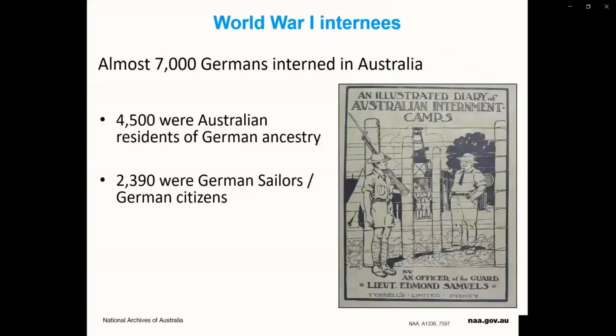Australia interned almost 7,000 people during World War I, of whom about 4,500 were enemy aliens and British nationals of German ancestry already living in Australia. The rest were sailors from German Navy and merchant ships who were arrested while in Australian ports when war broke out, or German citizens living in British territories in Southeast Asia who were transported to Australia at the request of the British government. So some internees were temporary visitors trapped here at the outbreak of the war.